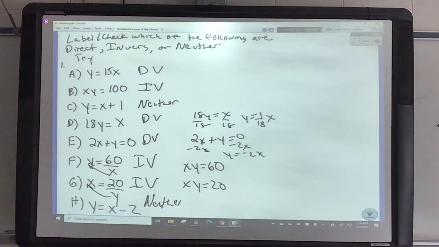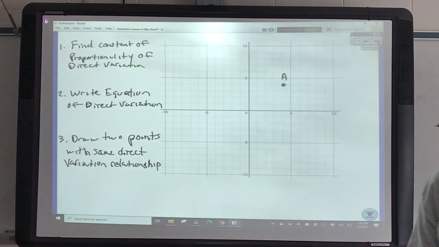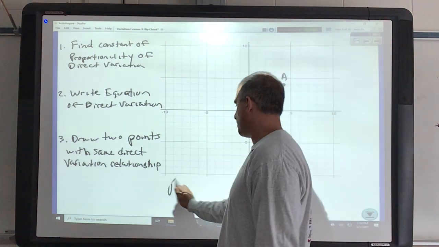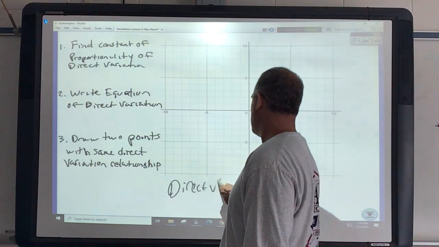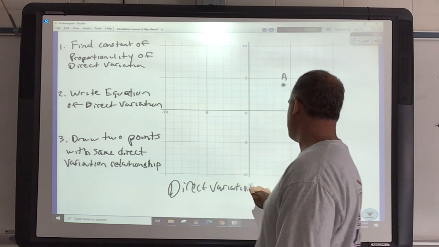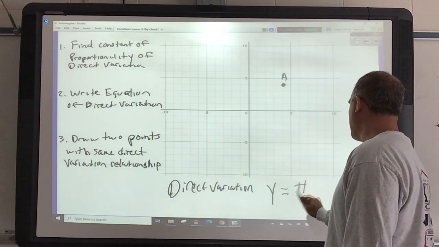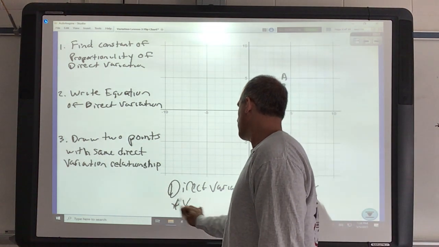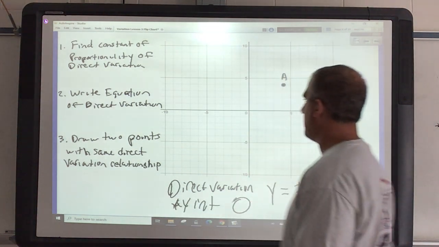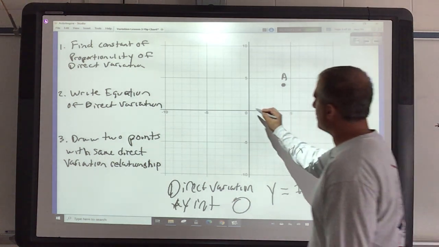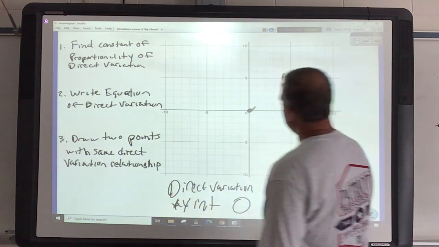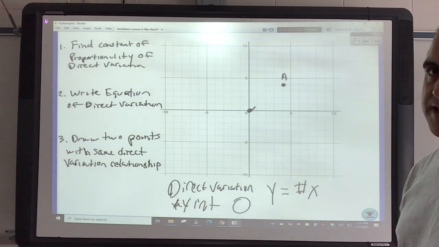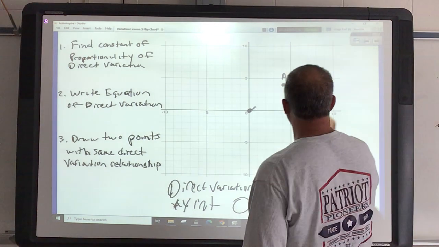Now, that ties into the graph of direct variation. Here's the key thing with direct variation, and the reason why we have stuff like this, y equaling a number times x: a couple of key things is our y-intercept is 0. So I always have a second point here at 0. It says find the constant of proportionality. This is how easy this is. This is finding slope.